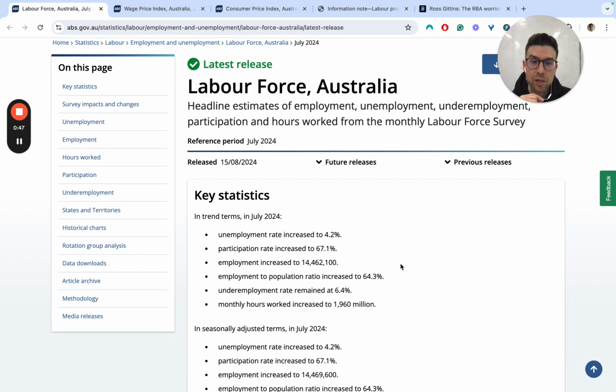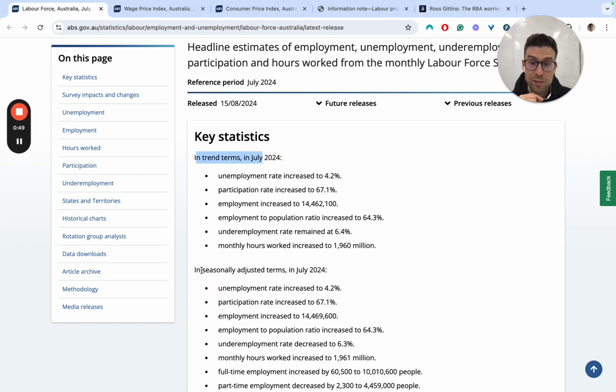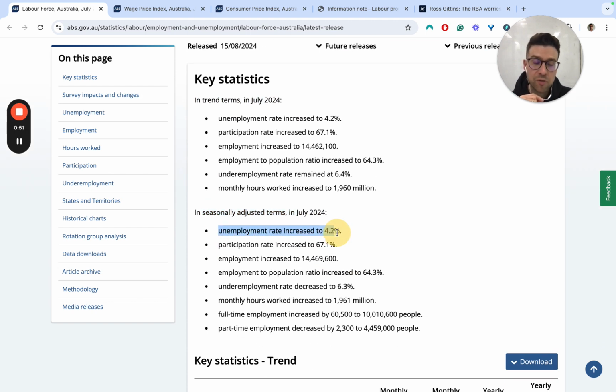Now, the labor force data has just come out, and regardless of whether you look at trend or seasonally adjusted terms, it's increased to 4.2%. So we see an upward trajectory. It was 4, it was 4.1, now it's 4.2%.